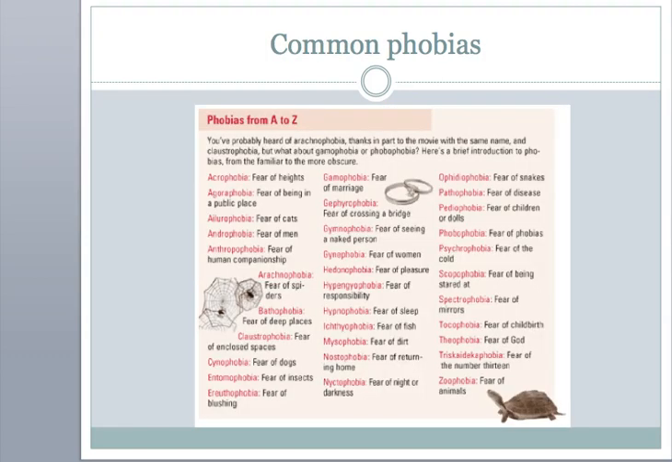So this is just a list of a few common phobias. If you go into Google and you type list of phobias, you'll get pages and pages and pages of phobias, and some of them are very interesting. These are some of the more common ones, things like fear of heights, fear of dogs and cats, fear of responsibility, fear of diseases, and then animals, of course, snakes and fish and spiders.